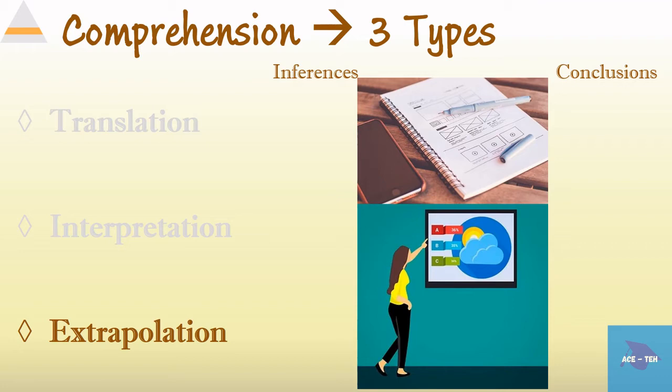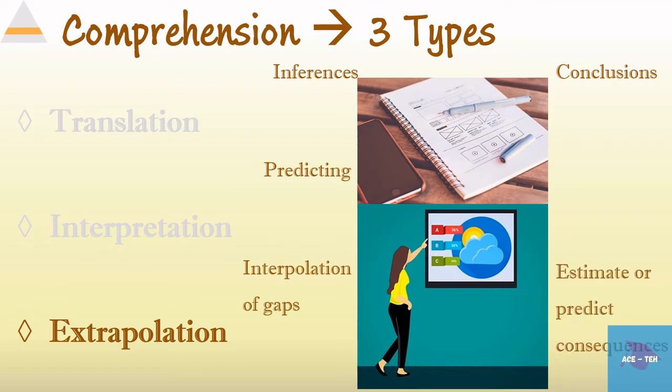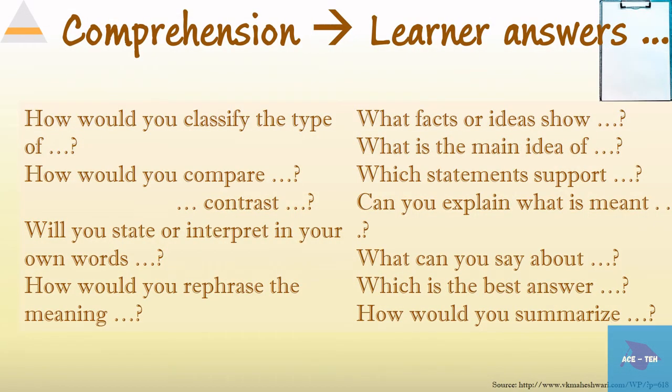The learner recognizes the limitations of the data and formulates accurate inferences and hypotheses. Skill in predicting the continuation of trends, skill in interpolation where there are gaps in data, the ability to estimate or predict consequences of courses of action described in a communication, the ability to distinguish consequences. Why did this happen? Why did this not happen? Questions that check your level of understanding will include these questions.